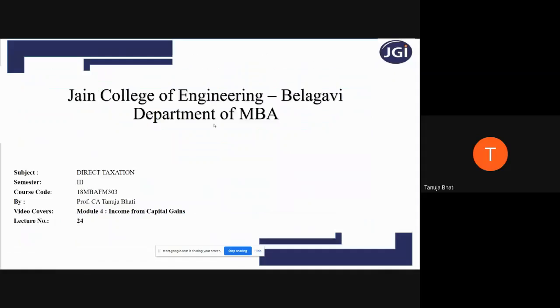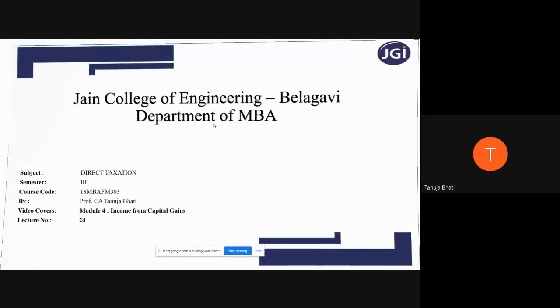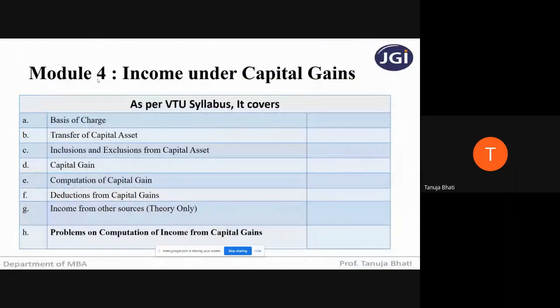Okay. Now let us begin with lecture number 24, and let us start module number 4, income from capital gains, under the subject direct taxation. So we are beginning with module number 4. Module number 4 is nothing but income under capital gains. As per the VTU syllabus, it covers the basis of charge, which means the basis on which you are going to tax a particular income under the head capital gains.